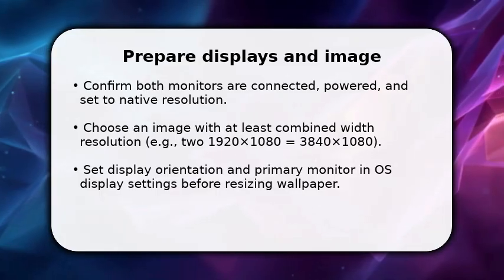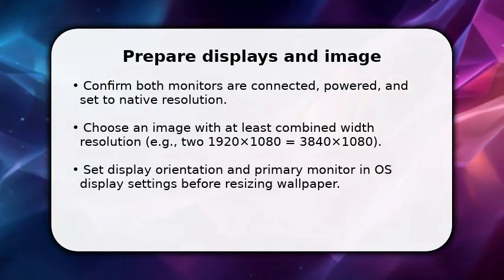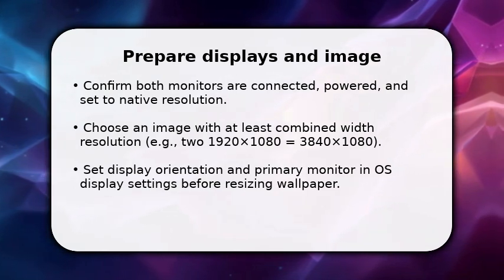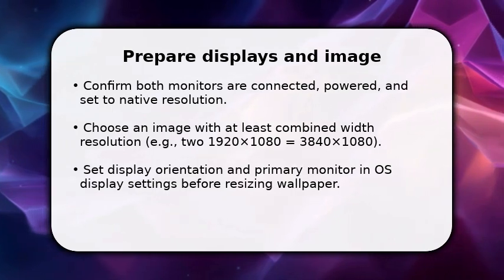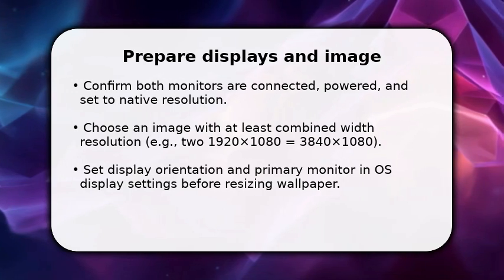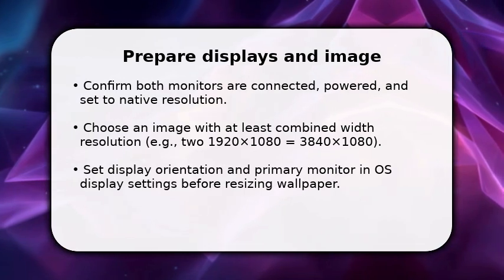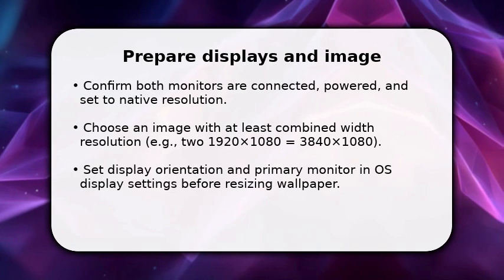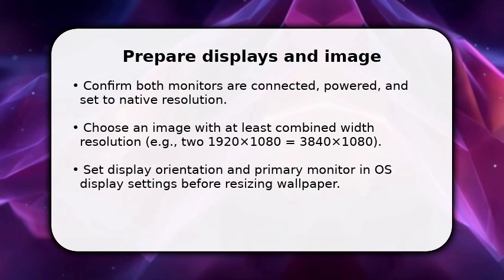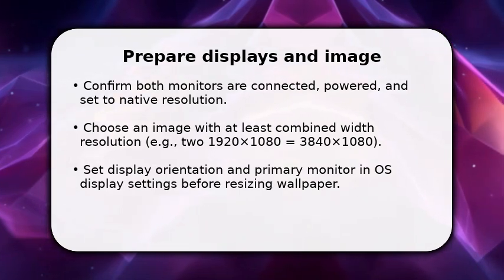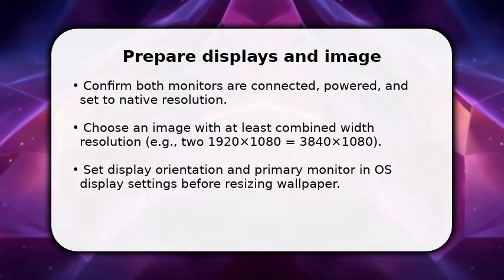You start by checking both displays are physically connected and set to their native resolutions, because matching pixels prevent stretching. Once done, pick a single image wide enough for both screens. For example, two 1920 x 1080 monitors need a 3840 x 1080 image, and ensure its aspect ratio matches your layout. Make sure you set the correct primary monitor and orientation in display settings. This determines how the OS treats the combined desktop. Now you're ready to prepare the image file itself.